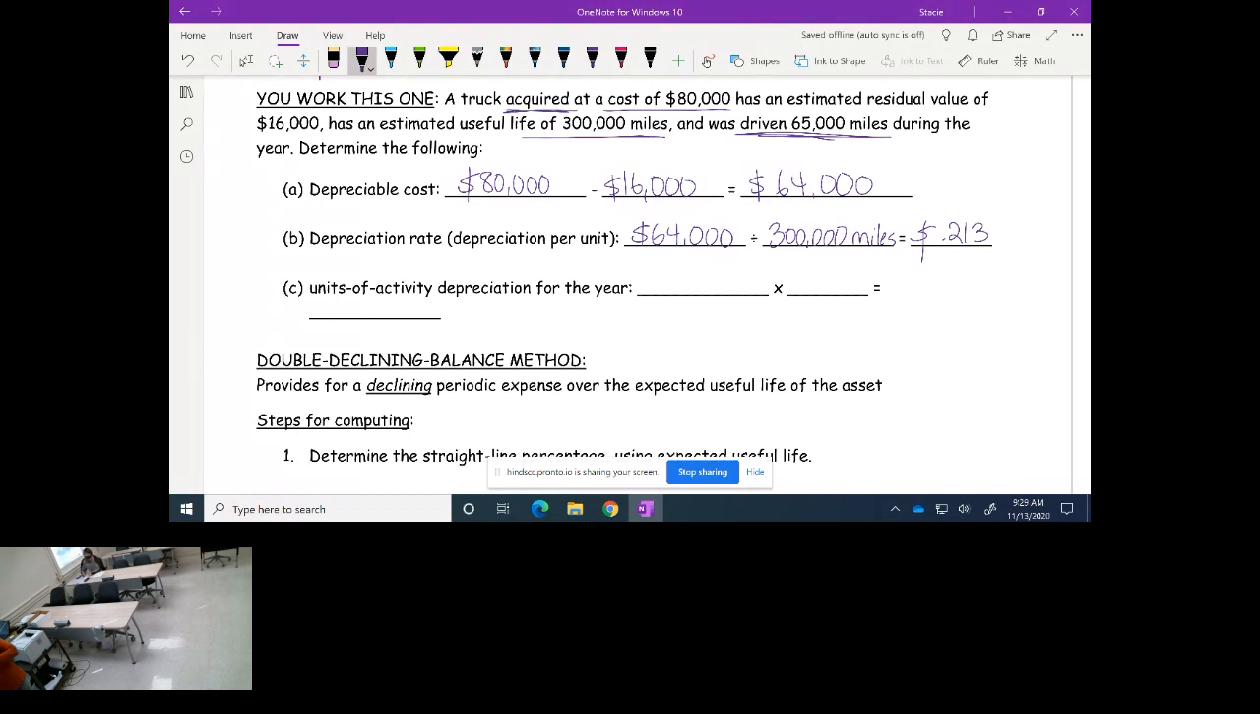Any gas station will go to 10%. And if you don't pick up that little piece, then you'll end up with extra on the back end. So, okay, how many miles they drove this year was 65,000 miles. I left the bigger space for the bigger words. Times 21.3 cents per mile. So how much is depreciation for this year? $13,845 is the depreciation. Does that make sense to y'all what we're doing?